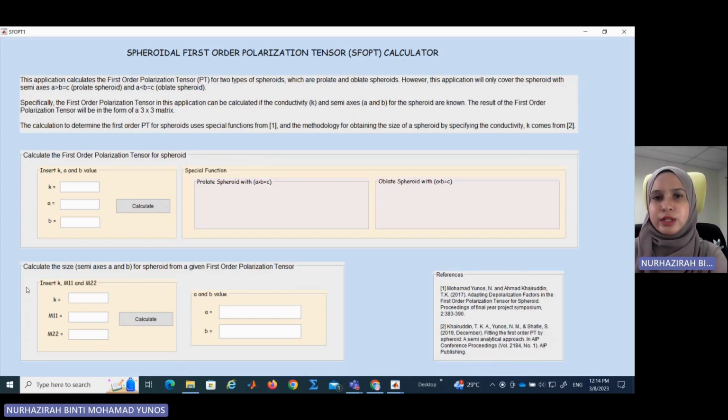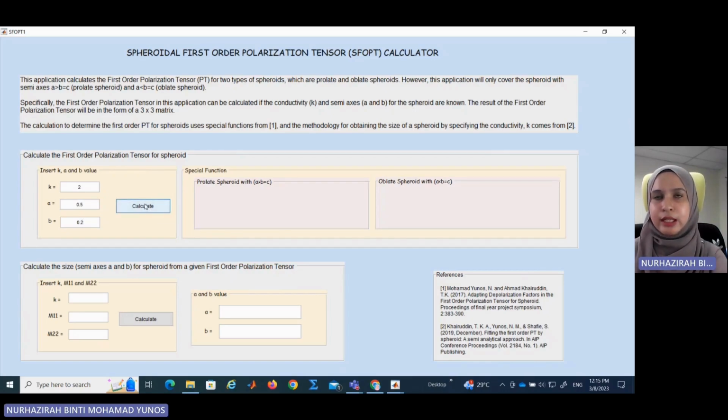So there are two functions in this calculator. The first one is to calculate the first order PT for spheroid. As I mentioned earlier, there is some information required in order to calculate the first order PT. The first one is the conductivity and the semi-axis of the spheroid. So let's say if the conductivity is 2, the size of the spheroid, let's say A is equals to 0.5, B is equals to 0.2. So the size, it will be in meters.